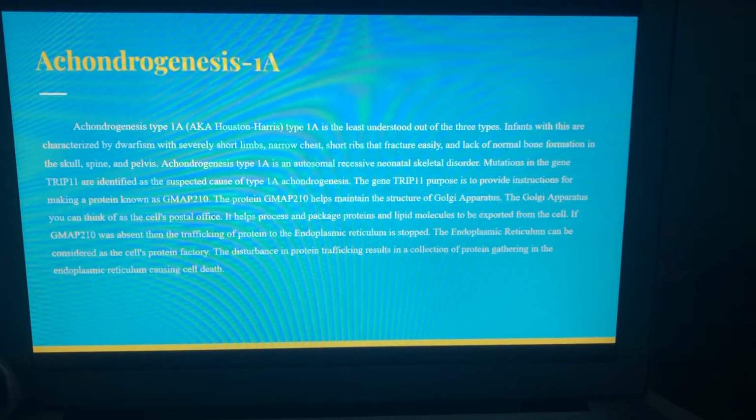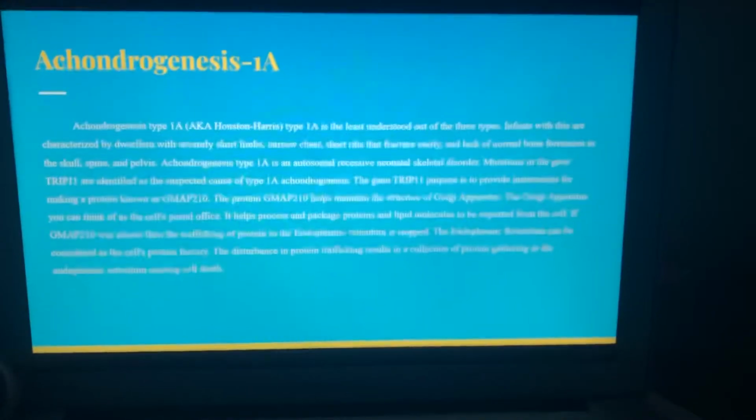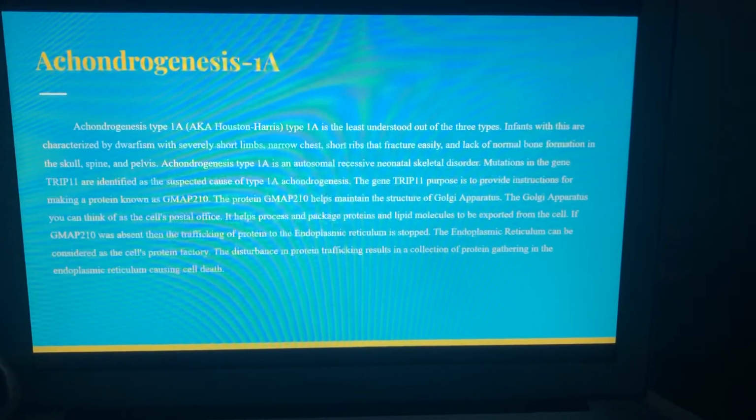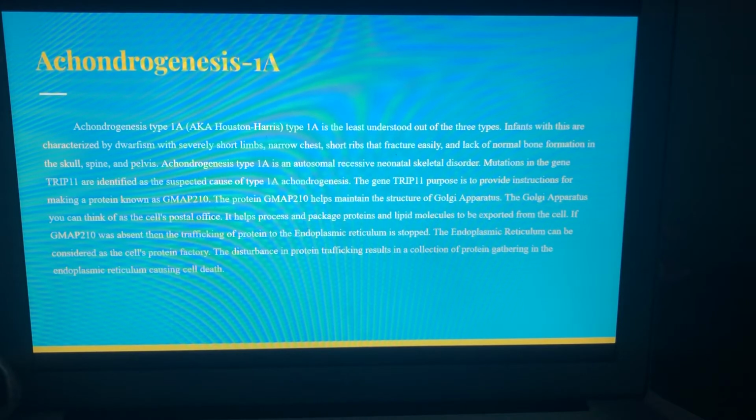So, achondrogenesis type 1A. Achondrogenesis type 1A, also known as the Houston-Harris type, is the least understood out of the 3 types. Infants with this are characterized by dwarfism with severely short limbs, narrow chest, short ribs that fracture easily, and lack of normal bone formation in the skull, spine, and pelvis. Achondrogenesis type 1A is an autosomal recessive neonatal skeletal disorder. Mutations in the gene TRIP11 are identified as the suspected cause of type 1A achondrogenesis.